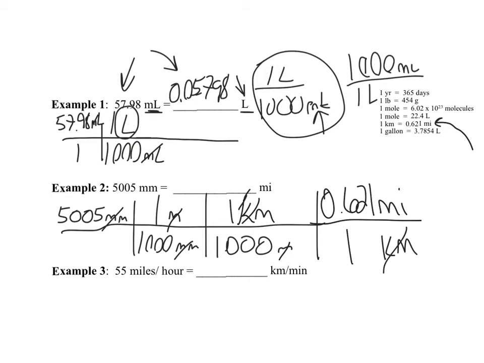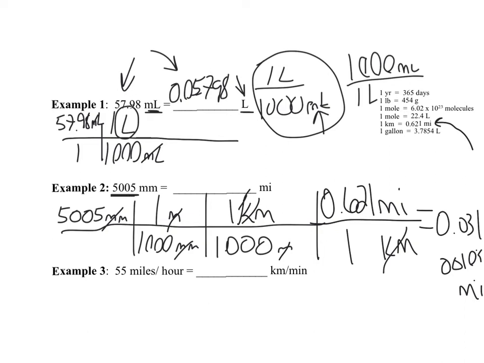At this point, I'd pull out my calculator. 5,005 times 1 times 1 times 0.621. Everything on top multiplied together. Divided by 1,000. Enter. Divided by 1,000. Enter. Divided by 1. Enter. And that gives me 0.031081105 miles. Now the last step in all of these problems is always significant figures.